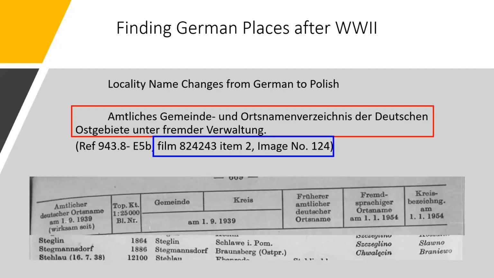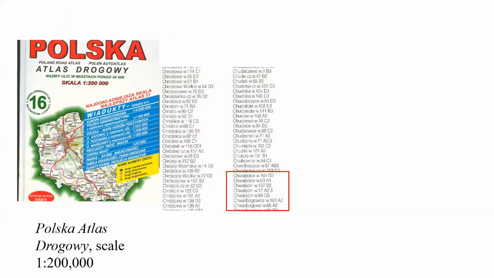This book begins on microfilm image number 124. A more detailed description of how to use this reference book will be given later in this lecture. The following entry shows that the Polish name of Stegmansdorf is the following. The name of this Polish atlas is Polska Atlas Drogowy, scale 1 to 200,000.